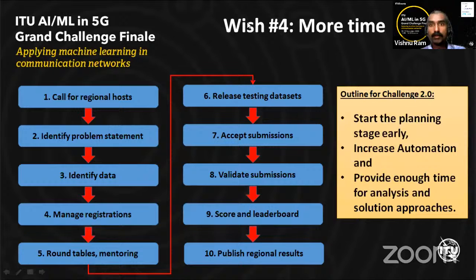We want to start this early. So the outline for next year is that we start the planning early. You will hear from us to do this. Increase the automation with this sandbox that I told you and so on. Provide enough time for analysis and solution approaches. This again is coming back from the feedback from the teams that they could have done more if they had more time. So that's what is happening here.